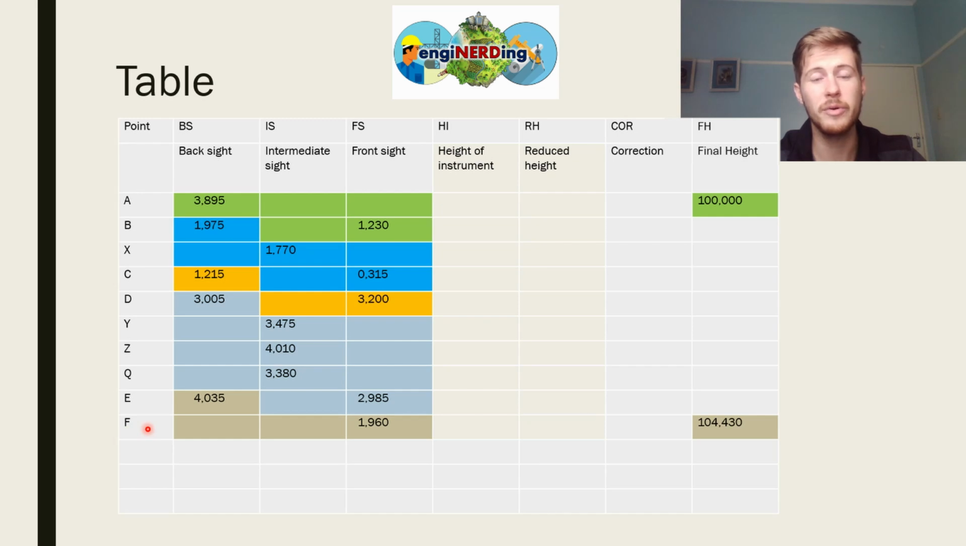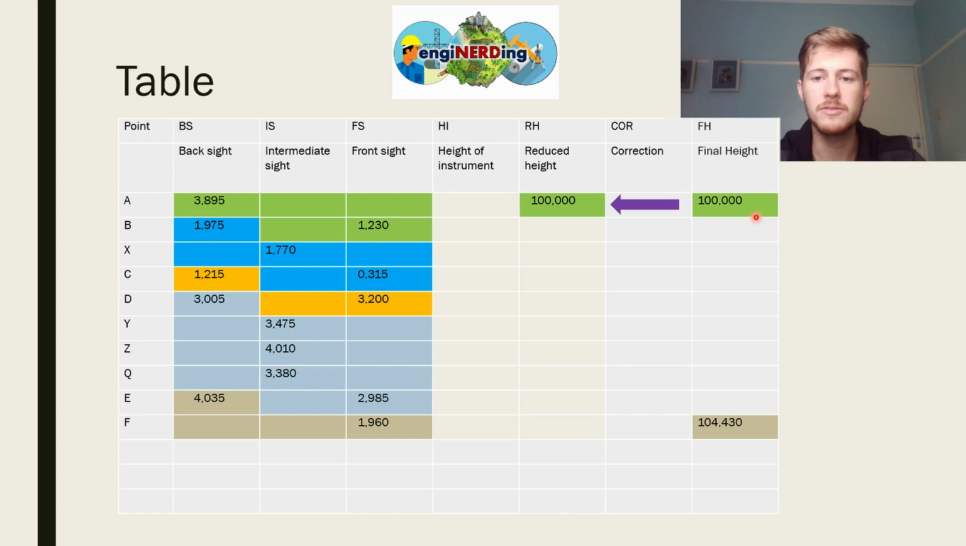Benchmarks are points of fixed height, so we know the heights of those benchmarks. In this example, the benchmark at A had a final height or elevation of 100 meters above sea level, while F was 104.430 above sea level. Then we have our back sites, intermediate sites, and front sites, or fore sites. That's the same as the rise and fall. The difference is that we have the height of instrument, and then our reduced heights, corrections, and final heights as well.